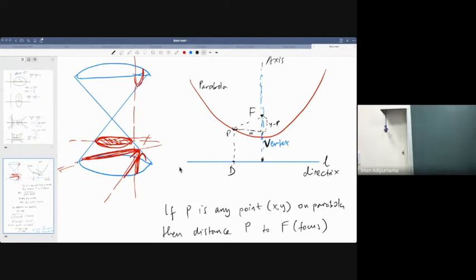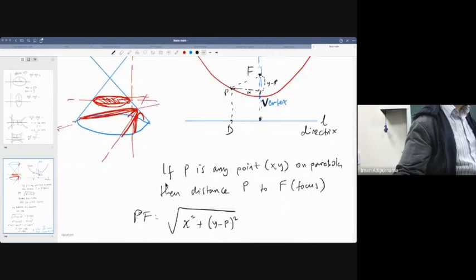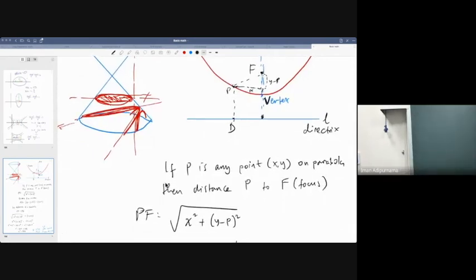Okay, and the relations between all of these lines, you can find through some triangle. So if P is any point in the x y axis on the parabola, then the distance from P to the focus, okay, P can be anywhere, here, here, here, and PF is always the square root of x squared plus y minus p squared. This is from the distance. That's why I mentioned the distance at the very beginning. So we have this property. This is why it's called a parabola, because the distance from any point on the parabola to its focus is equal to the square root of x squared plus y minus p squared.